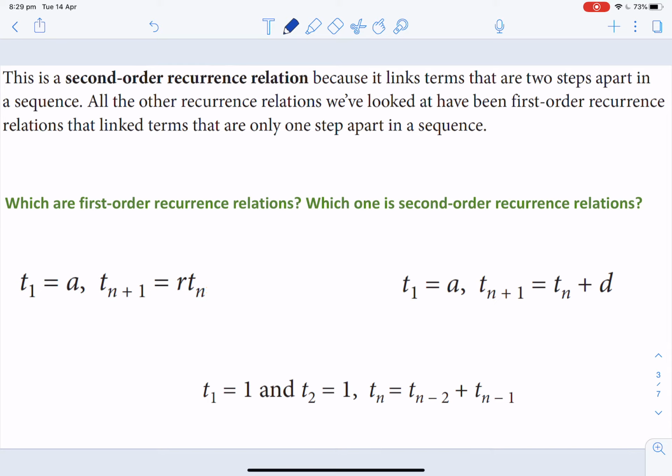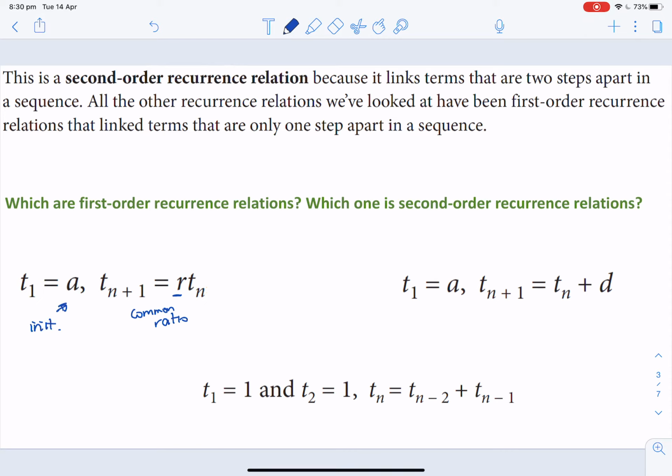So this is a second order recurrence relation because it links terms that are 2 steps apart in a sequence. So from this, we need to know the 2 previous numbers in order to find that third number. All other recurrence relations we've looked at have been first order recurrence relations that linked terms that are only 1 step apart in a sequence. So for example, with a geometric sequence, we've got our common ratio and our initial value.